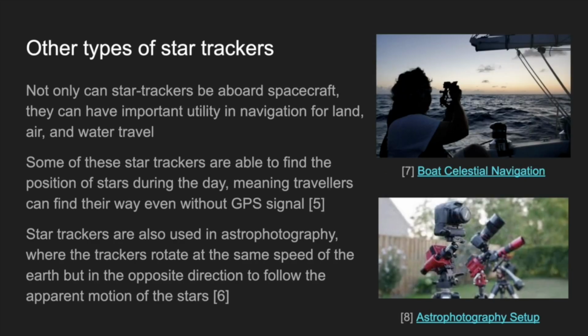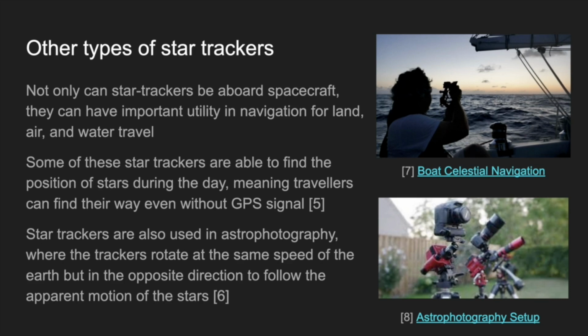Aside from space, star trackers can be used in terrestrial, airborne, and also aquatic applications. One issue with this, though, is that on Earth, if it is daytime, it becomes much more difficult for the tracker to see the stars, but there are star trackers that can track during the day. Those star trackers may be more expensive, but they can have very important utility if you can't get GPS signal out in the ocean or in the wilderness.